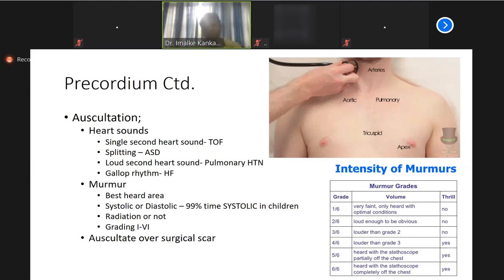If there's a thrill, murmur grading will be above 4, right? If there's no thrill, less than 4. So in your exam, most of the time, murmurs will be grade 3 if there's no thrill. If there's a thrill, most of the time it will be grade 4. Right? I'm telling you tips.